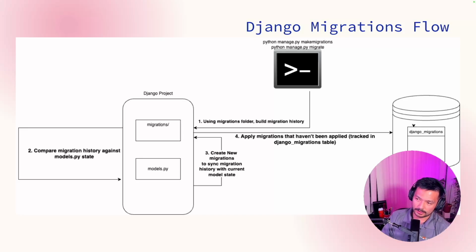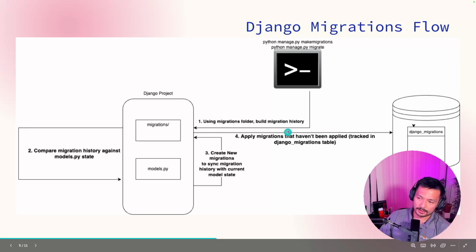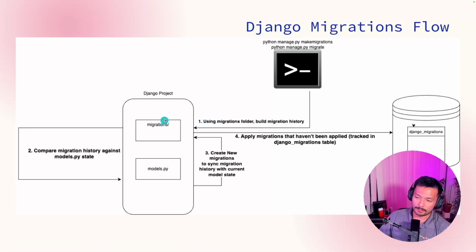So if you look at this diagram that I made, when you run makemigrations, it'll look at the migrations folder, compare it against the state of models.py, create new migrations, and then decide what to execute based on the migrations that have been saved in the Django migrations table. So let's take a look at an empty migration file to get familiar with what's going on inside.